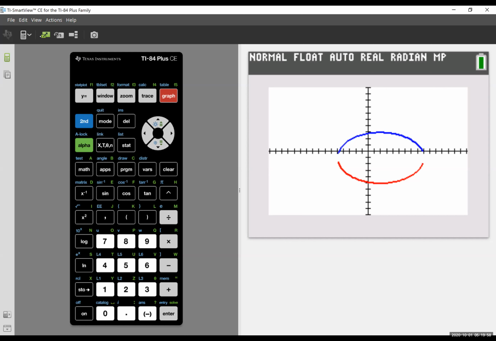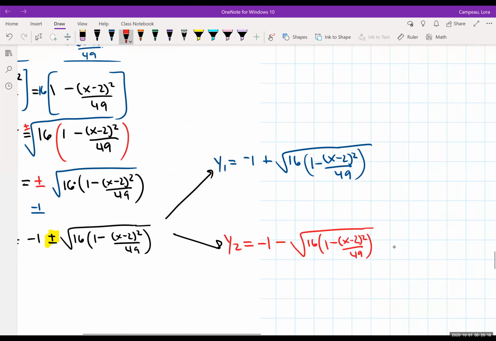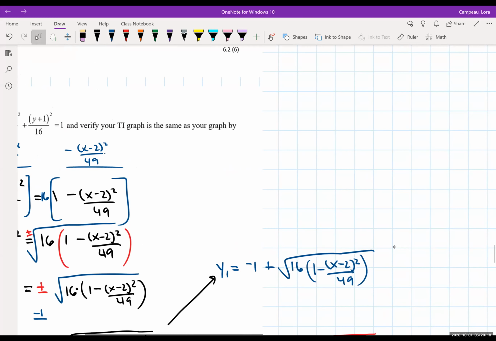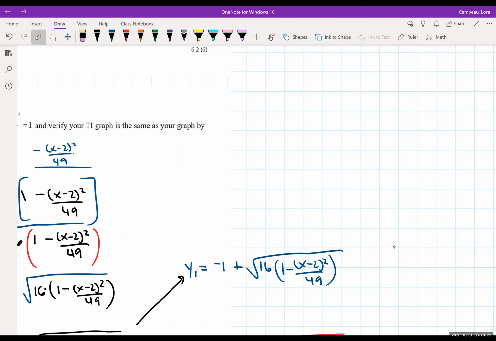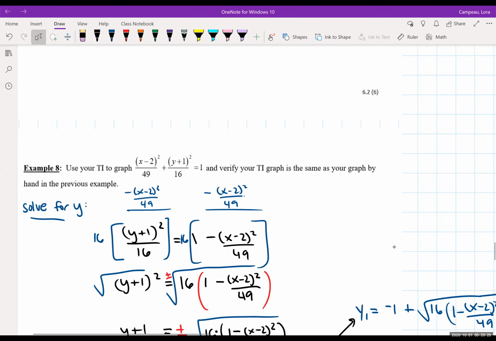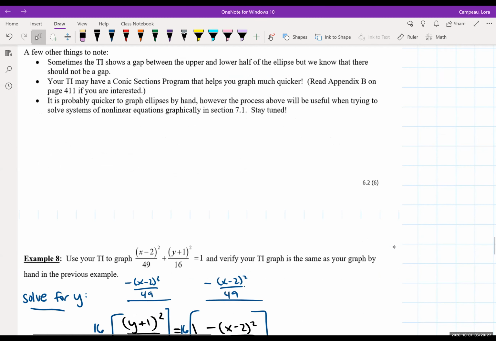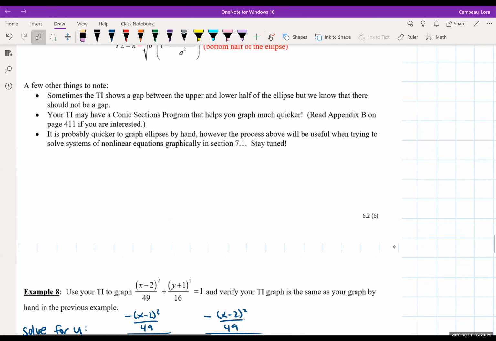So let's see if we can copy that over. Last time I didn't have luck, but we'll try this. Go back to our particular problem. It says it wants us to verify the graph is the same as the graph by hand in our previous example. So let's go back and look at where that previous example is. Looks like we have the one where we have the shift. That is this one.